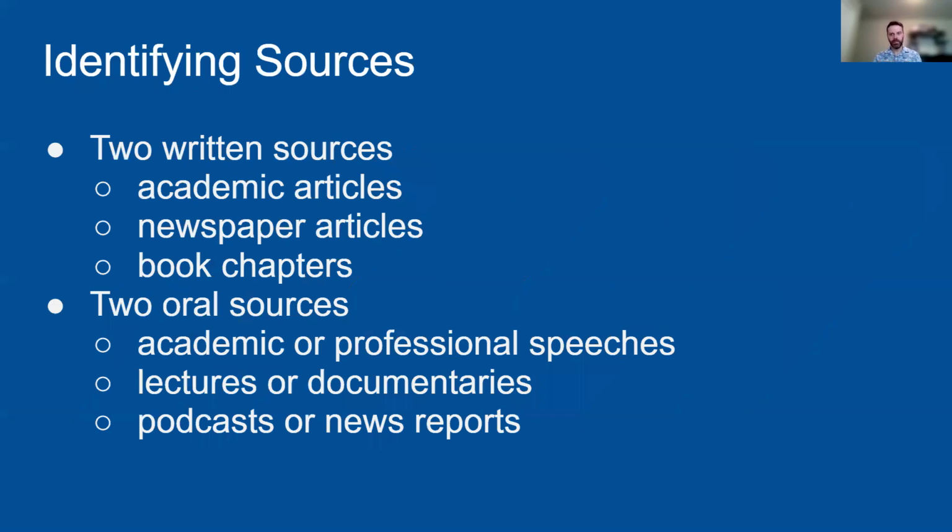So this week, as I mentioned, the focus is on identifying sources. You need to identify 2 written sources and 2 oral sources that will help you with your topic. Written sources could be things like academic articles, newspaper articles, maybe book chapters. And oral sources could be things like academic professional speeches, like a TED Talk, lectures or documentaries related to your topic, or a podcast or a news report also related to your topic.